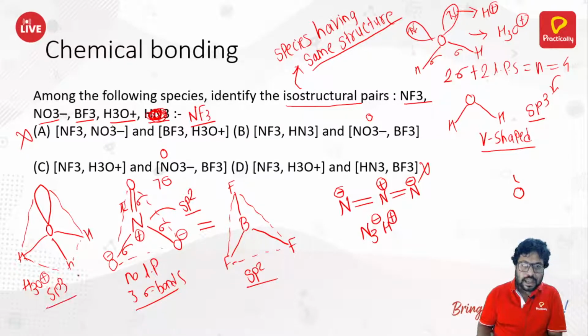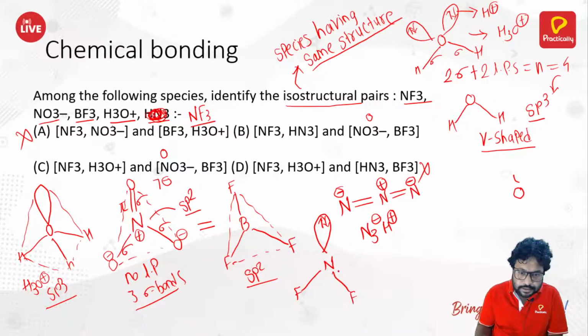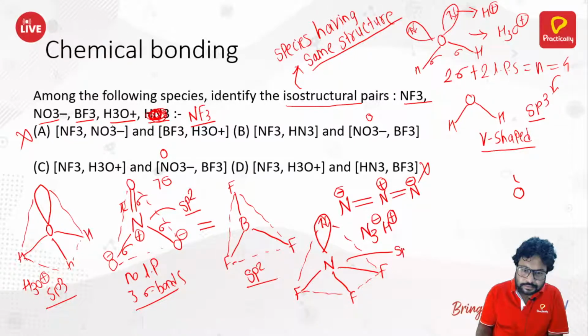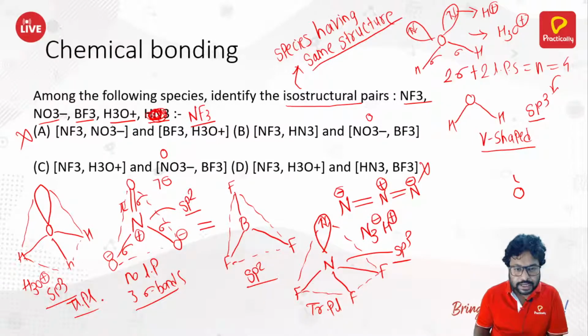Hybridization is sp3, and NF3 is just like NH3 only. You got a lone pair here and 3 fluorine atoms are like this. It is also sp3 and it is also trigonal pyramidal. So H3O plus and NF3 are isostructural, and that is why the correct answer is NF3, H3O plus, NO3 minus, PF3. That is why our answer is C.